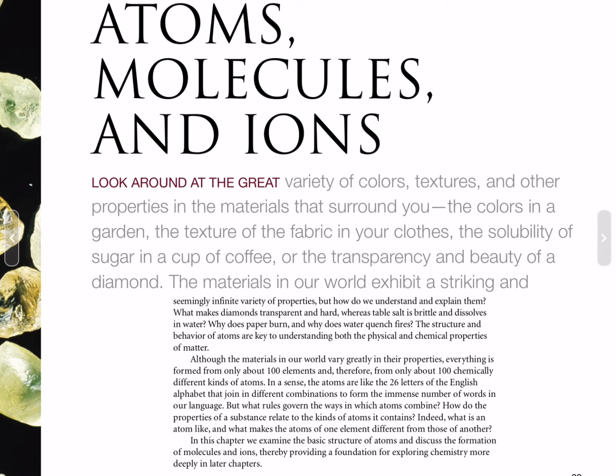But what rules govern the way in which atoms combine? How do the properties of a substance relate to the kind of atoms it contains? Indeed, what is an atom like, and what makes the atoms of one element differ from those of another? In this chapter, we examine the basic structure of atoms and discuss the formation of molecules and ions, thereby providing a foundation for exploring chemistry more deeply in later chapters.